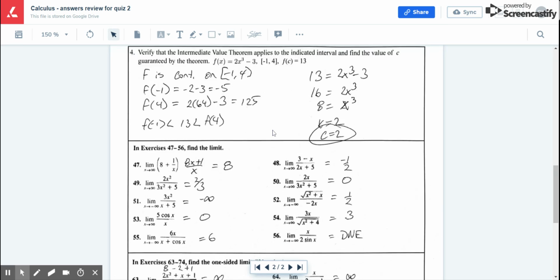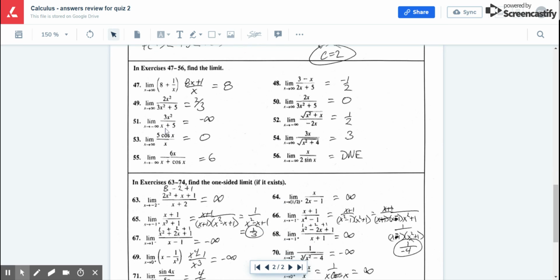All right, so we move on to 47. So here, all of our limits are approaching either infinity or negative infinity. So that means we're interested in horizontal asymptotes. Remember, if I'm doing infinity or negative infinity, my answer should be a number, positive infinity or negative infinity, but we're going to see over here on 56 that we don't get either one of those.